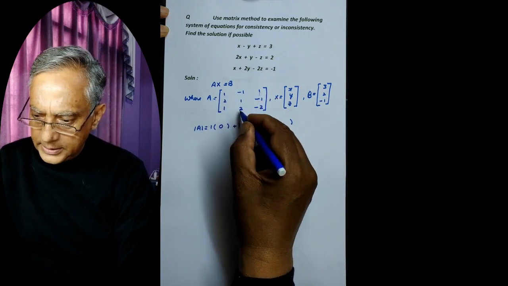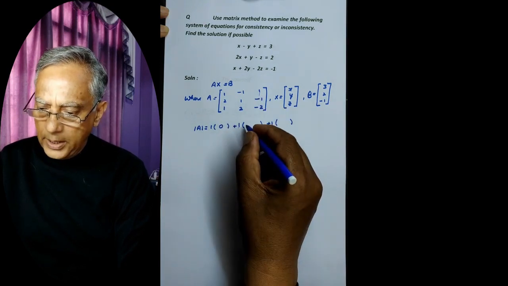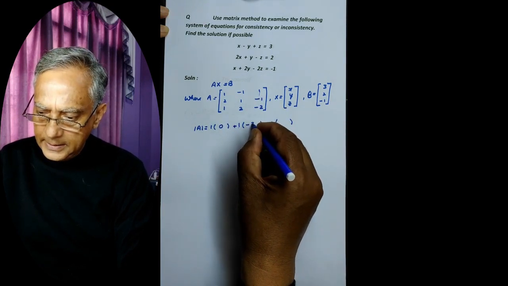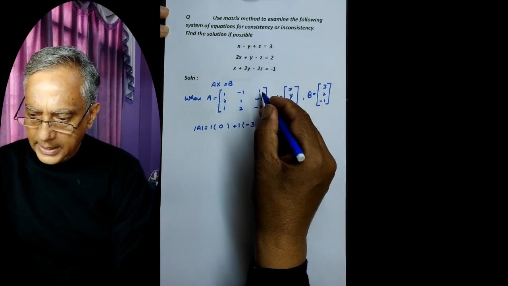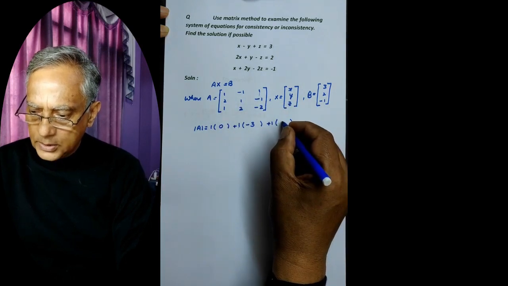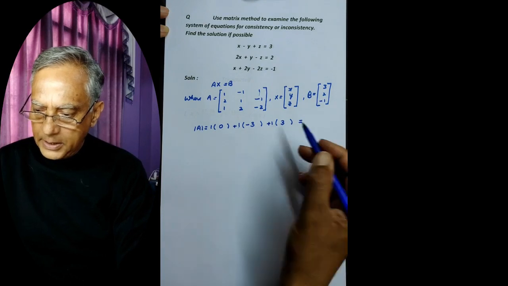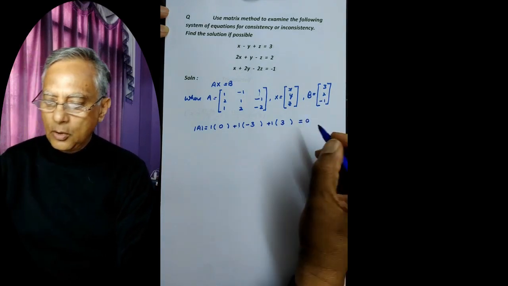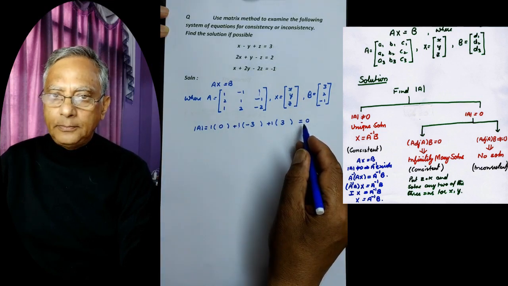Next, delete the row and column in which the entry occurs. So this is gone, we get minus 4 plus 1. Minus 4 plus 1 is minus 3. And delete the row and column in which the entry occurs. 4 minus 1 is 3. So this is equal to minus 3 plus 3, that is 0.